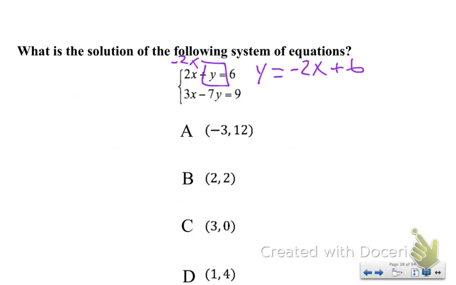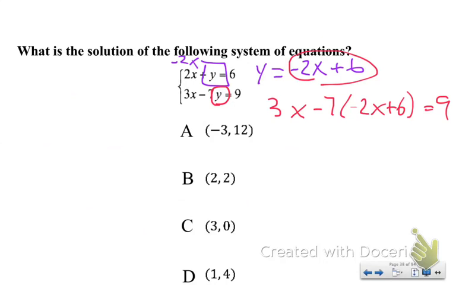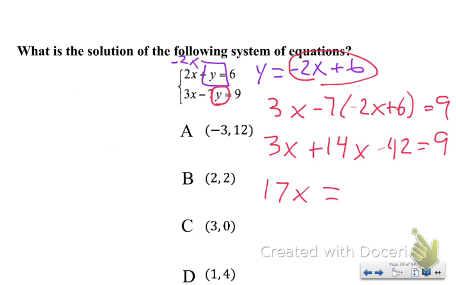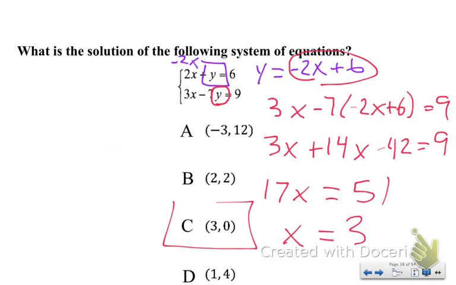And then what I can do is take -2x plus 6 and plug it in for y into that equation. So then I get 3x minus 7 times (-2x plus 6) equals 9. Now distribute, don't forget to distribute the negative, so you get positive 14x minus 42 equals 9. So we end up with 17x equals, add 42 to both sides, 51. Now divide by 17 and x is 3. So looking at our option choices, that only leaves us C.